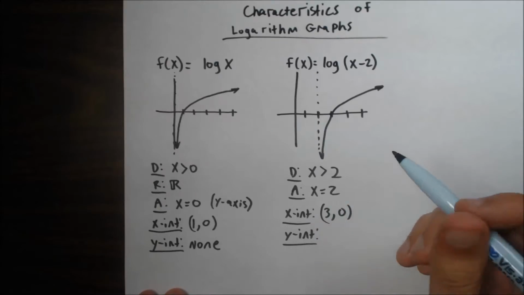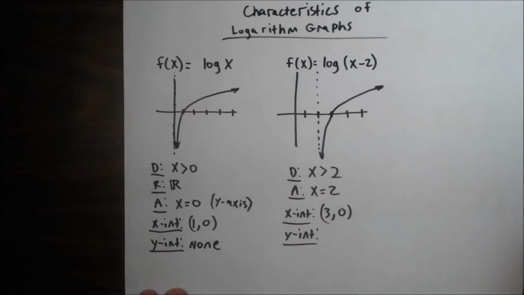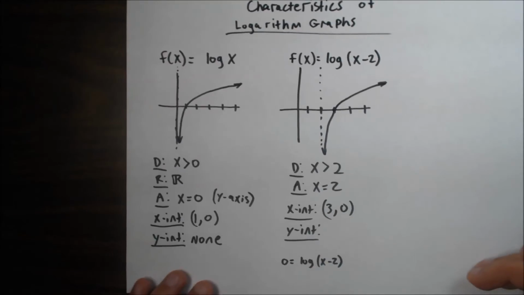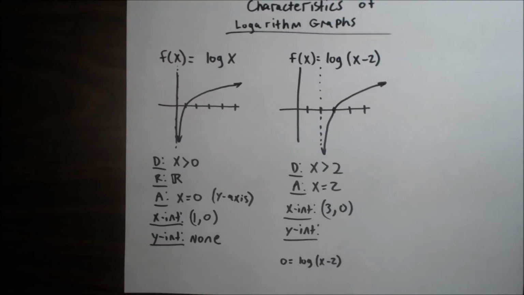Okay, and you can find that algebraically. If you didn't do the graph, how would you know that the x-intercept is 3? Okay, so what we can do, remember for the x-intercept, you can plug in a 0 for the other variable. So if I were to say 0 equals log(x minus 2), I could solve this, and this would tell me the x-intercept is 3.